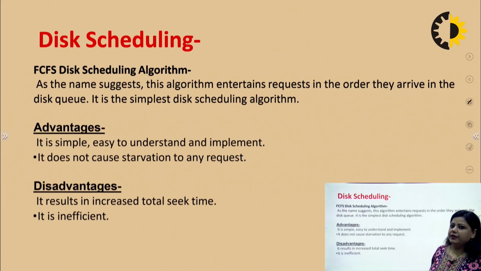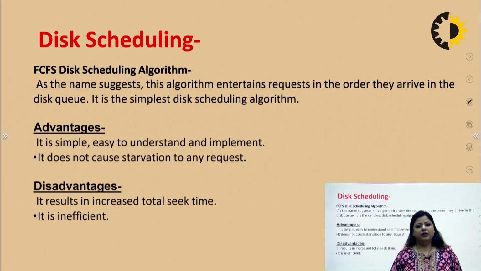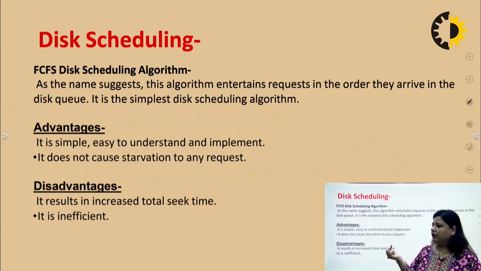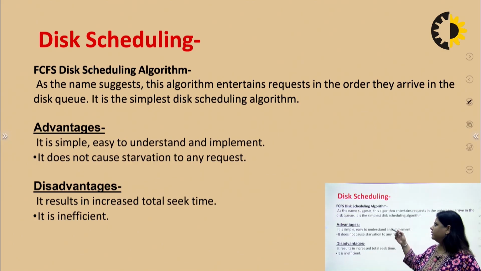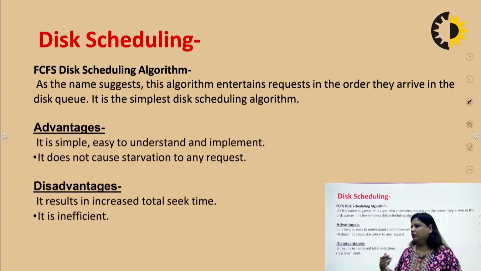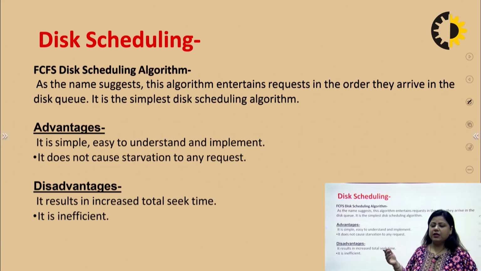What is disk scheduling and why is it needed? First of all, there are so many algorithms. I already told you there are six algorithms generated for disk scheduling, by which we can enhance or maximize CPU utilization or disk utilization. The first is the first come first serve disk scheduling algorithm.